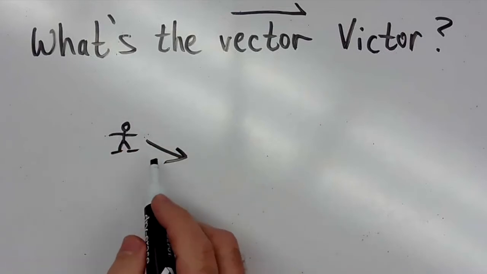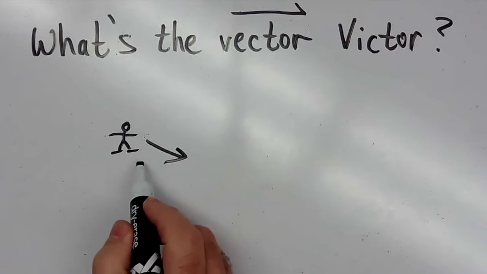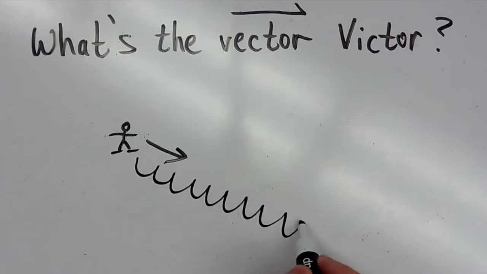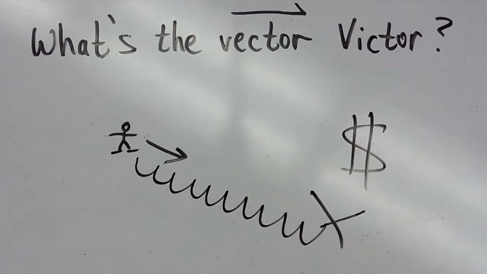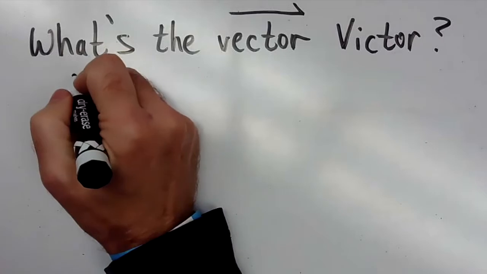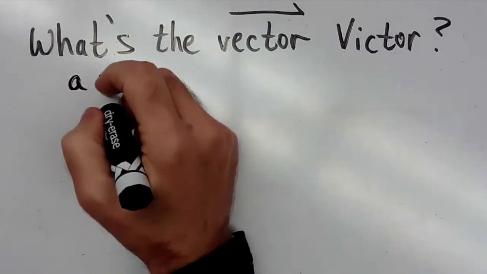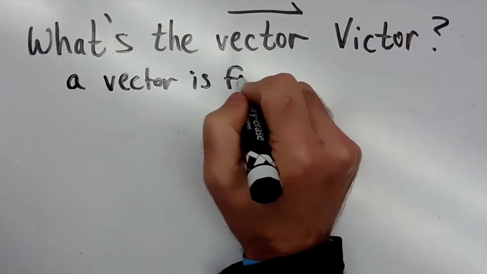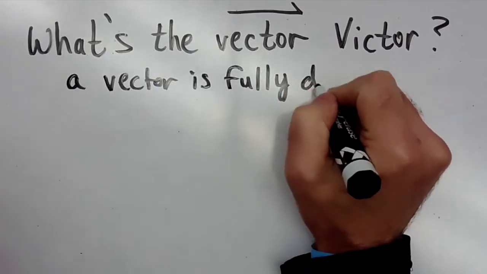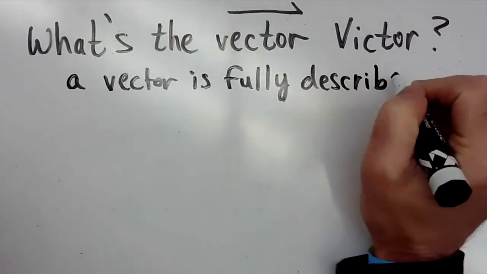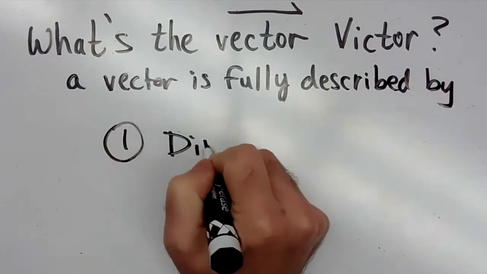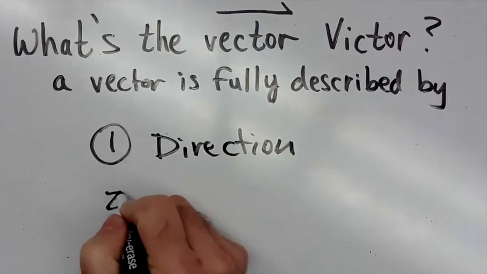And so the pirate tells you it's 10 paces, and you count 1, 2, 3, 4, 5, 6, 7, 8, 9, 10. X marks the spot. You dig and you get extremely rich. In math, and vectors are used in math and science, we say that a vector is fully described by the direction and the magnitude.